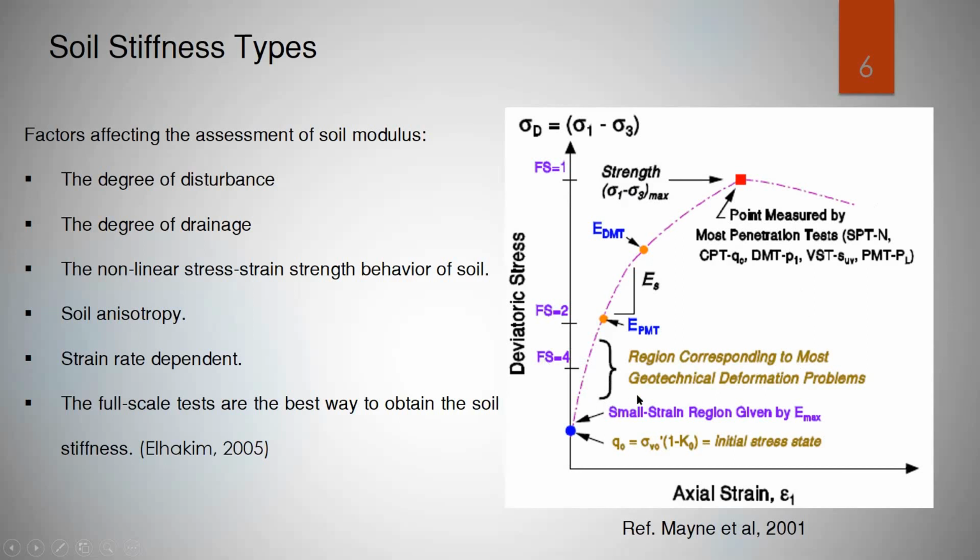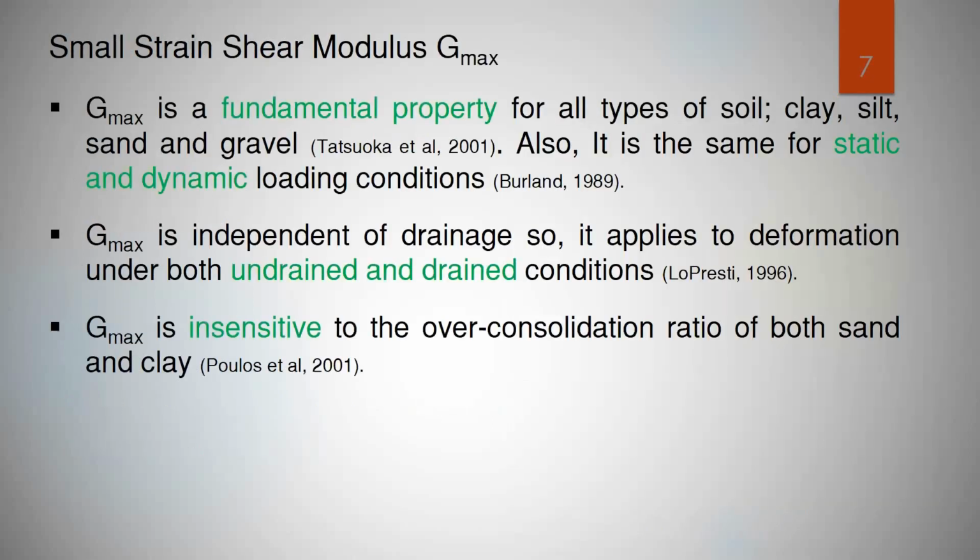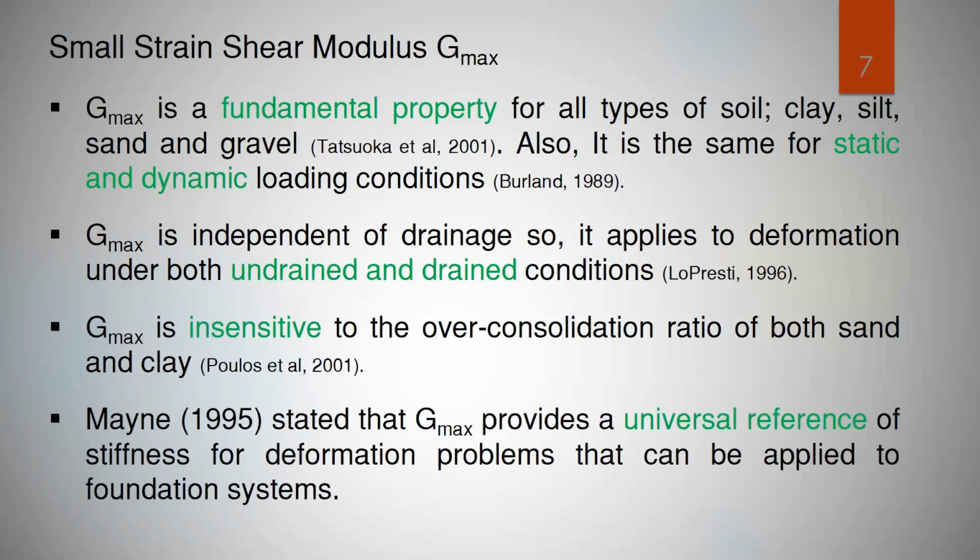So the small strain stiffness is considered as a reference value for all soil at given confining stress state, void ratio, and the corresponding strain level. Accordingly, other moduli can be compared to the small strain shear modulus because it is a fundamental property for all types of soil, and it is the same for static and dynamic loading condition, and it is independent of drainage condition, and it is also insensitive to the overconsolidation ratio of both sand and clay. So, Mayne in 1995 stated Gmax provides a universal reference of stiffness for deformation problems that can be applied to foundation systems.